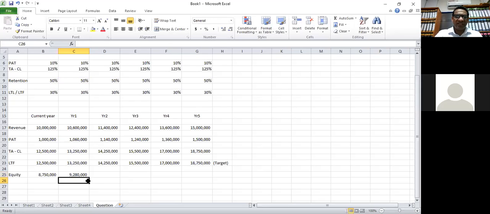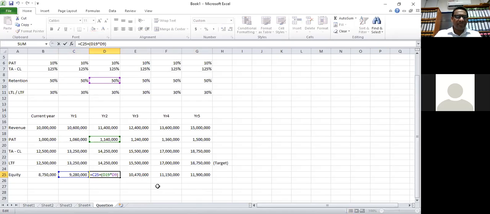So next year equity is 9,280,000. And it continues like that. Can you see? From profit after tax, you're retaining 50%.